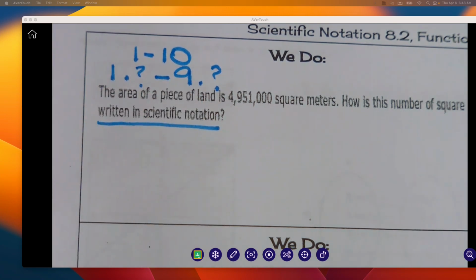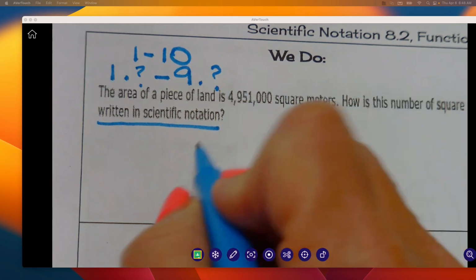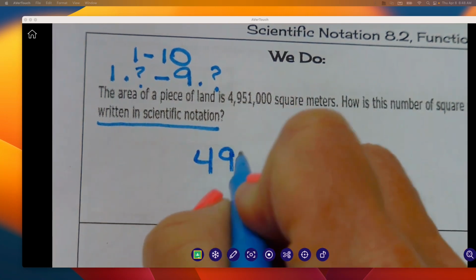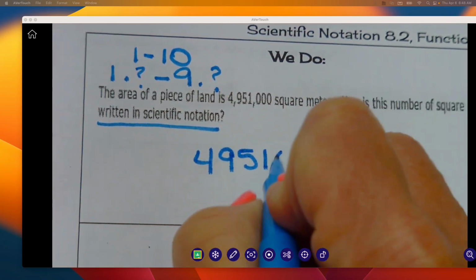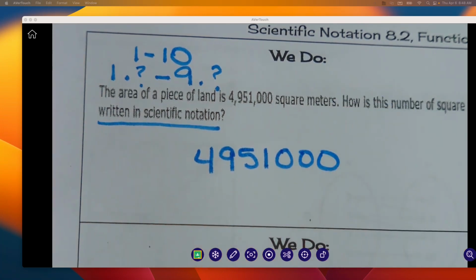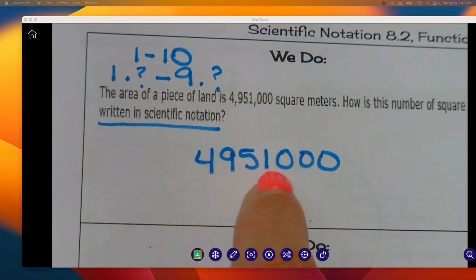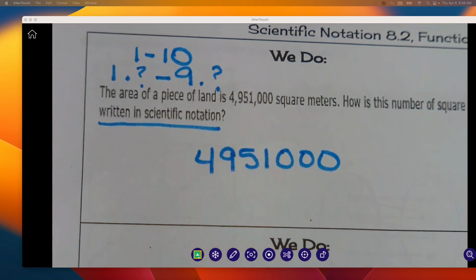Okay, so the first thing we're going to do is we're going to rewrite this number. So we have 4,951,000, and then we're going to add our 3 zeros. Now, if you notice, when I rewrite it, I don't rewrite it with the commas, because when I add my decimal point, if I have commas in there as well, it just gets to be a lot. Okay, so I rewrote that number, and when you rewrite it, you need to make sure that you rewrote it correctly, especially if there's a lot of zeros.